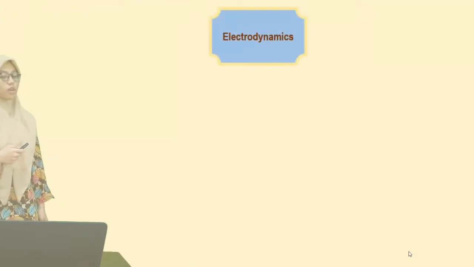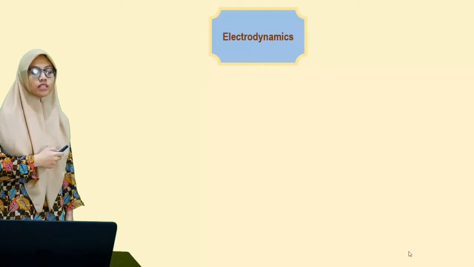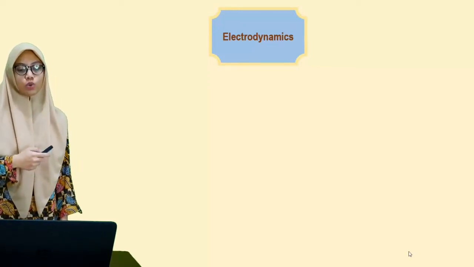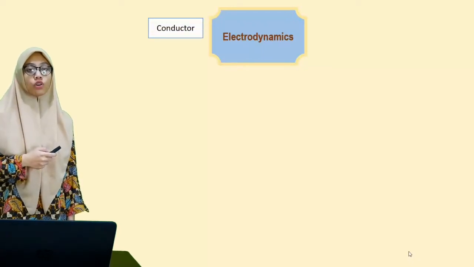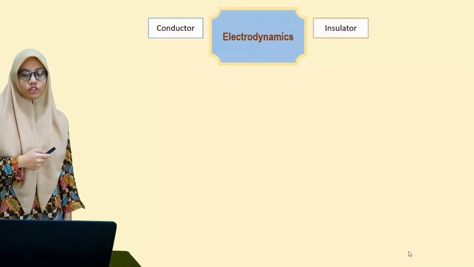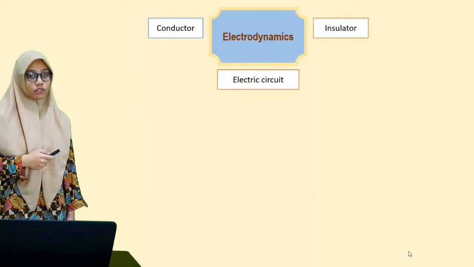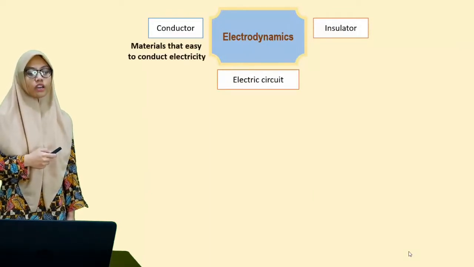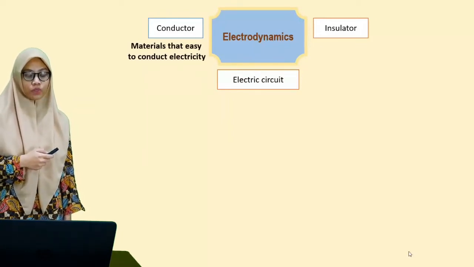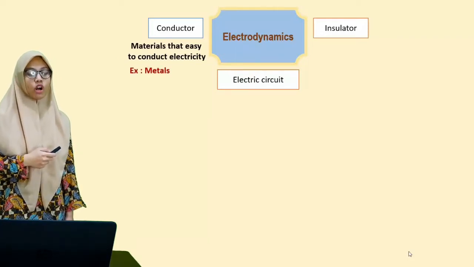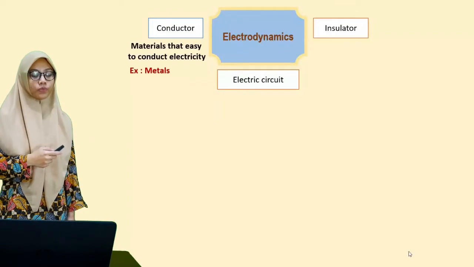Okay, next we continue to electrodynamics. Electrodynamics is about the application of electricity. In electrodynamics, we study about conductors, insulators, and electric circuits. What do you know about conductors? Okay, a conductor is a material that easily conducts electricity. What is the example? The example is metals. All of the metals are conductors.